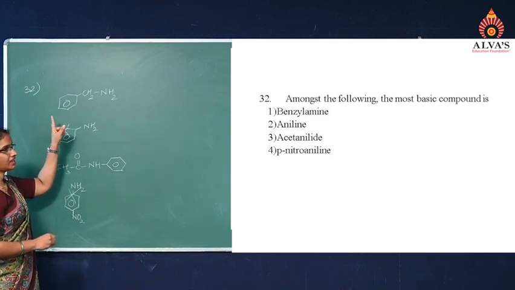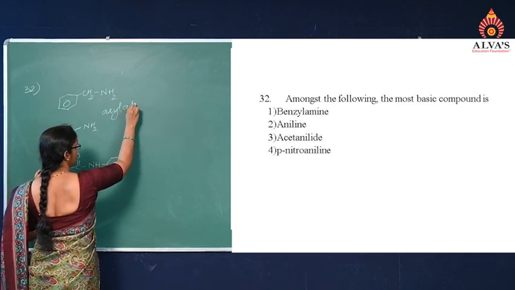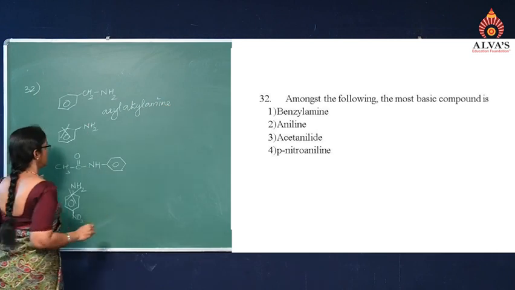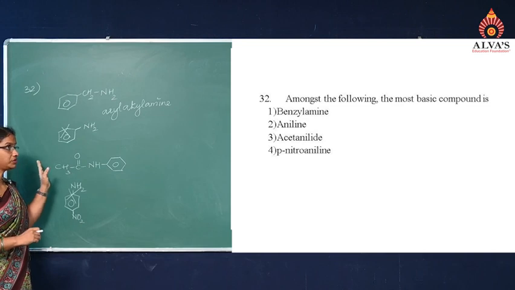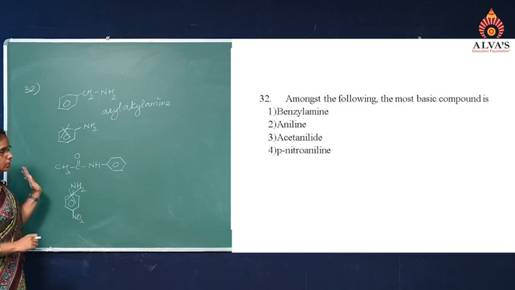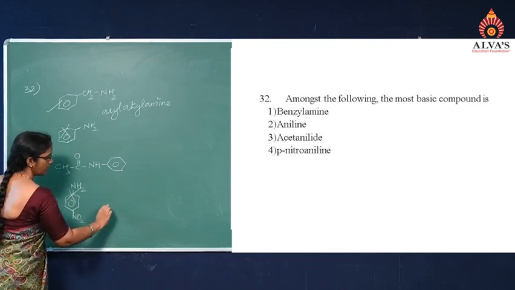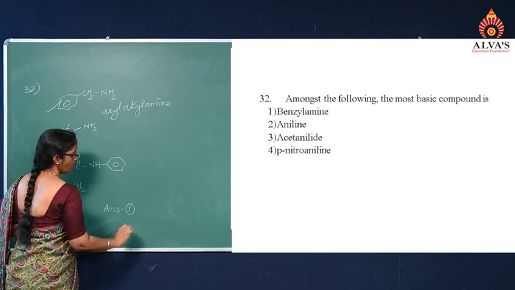Benzylamine is an aryl alkyl amine, whereas acetanilide is an amide, and amides are neutral. Hence, the most basic compound in the given option is option 1, that is benzylamine. So, answer is option 1.